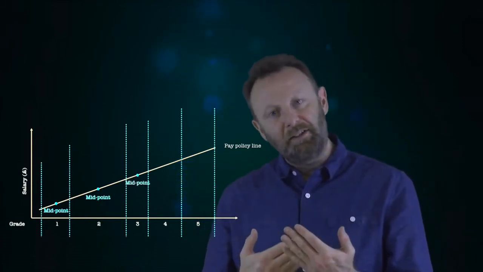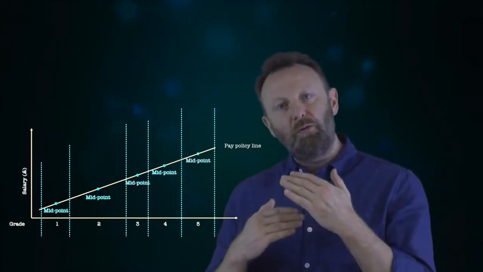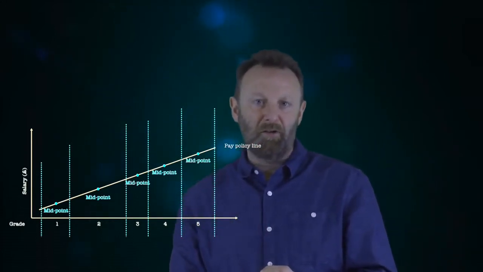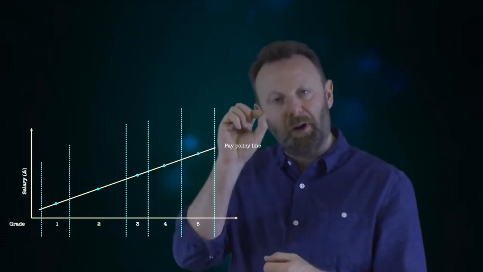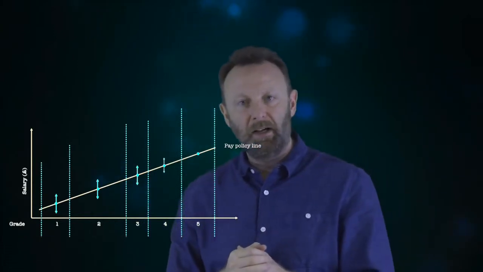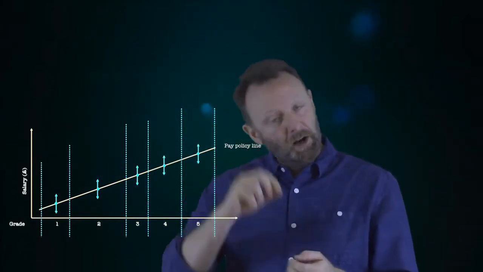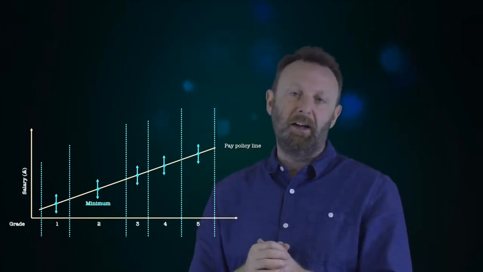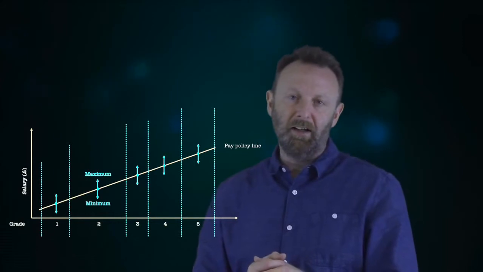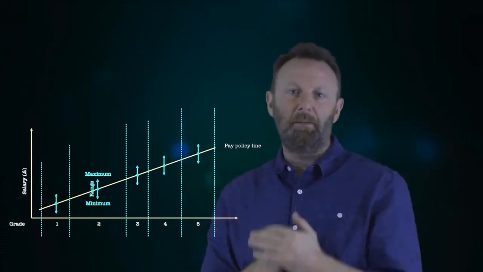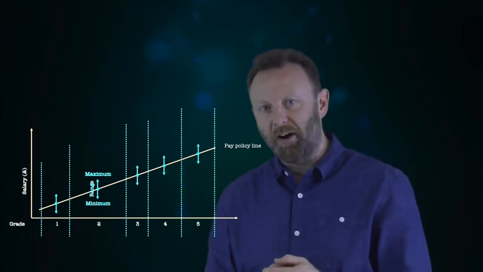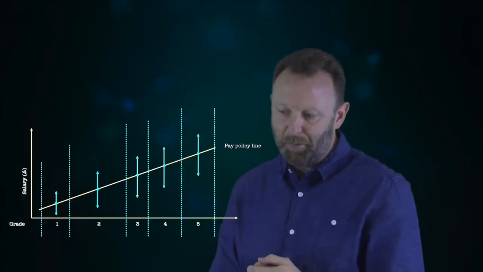Now then what we have to decide is what the range of pay should be for all of those jobs within that grade. How much above the pay policy line might someone be able to go? What might the maximum rate of pay be for a job like that? And how much below the pay policy line might the rate of pay be for the jobs within that grade? So what would the minimum and maximum rate of pay be for a job within that grade? What is the overall pay range?